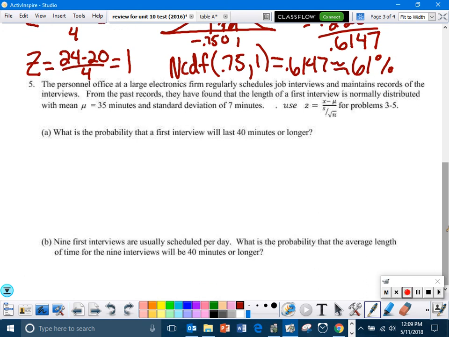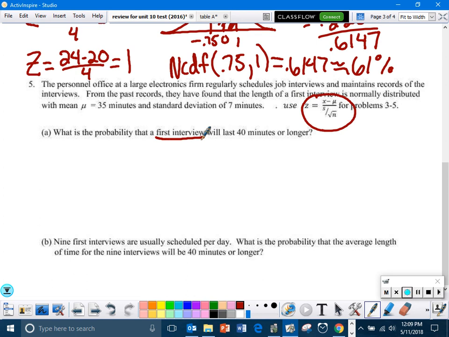The personnel office at a large electronics firm regularly schedules job interviews and maintains records of the interviews. From the past records, they have found that the length of the first interview is normally distributed with a mean of 35 minutes and a standard deviation of 7 minutes. Okay, notice we're using this z-score where there's a little extra to it. We have to divide by the square root of n. So what is the probability that the first interview will last 40 minutes?